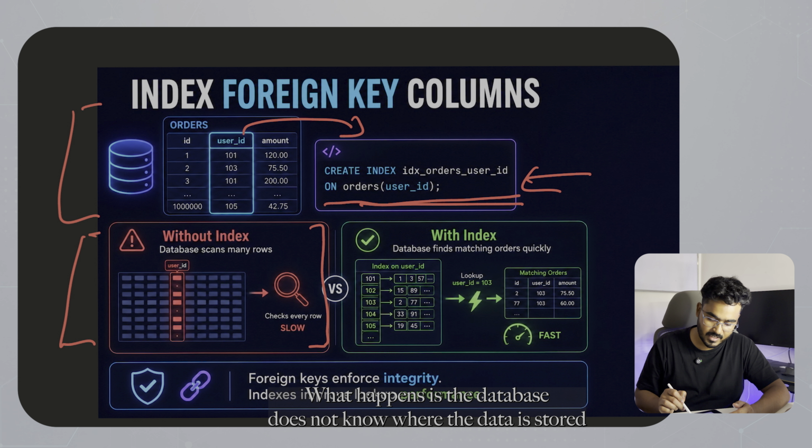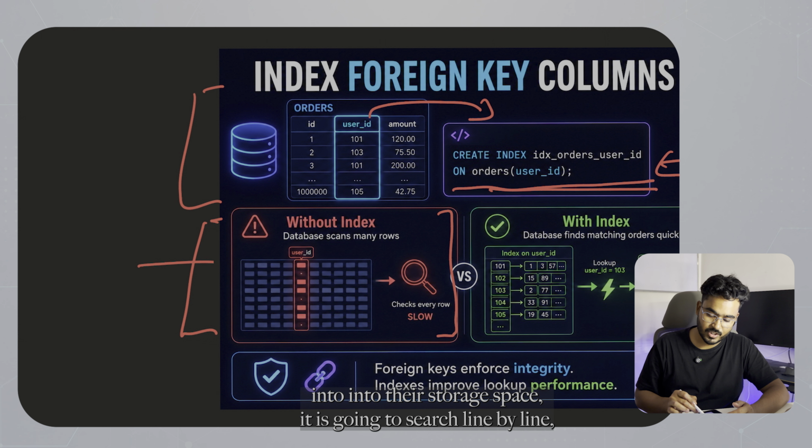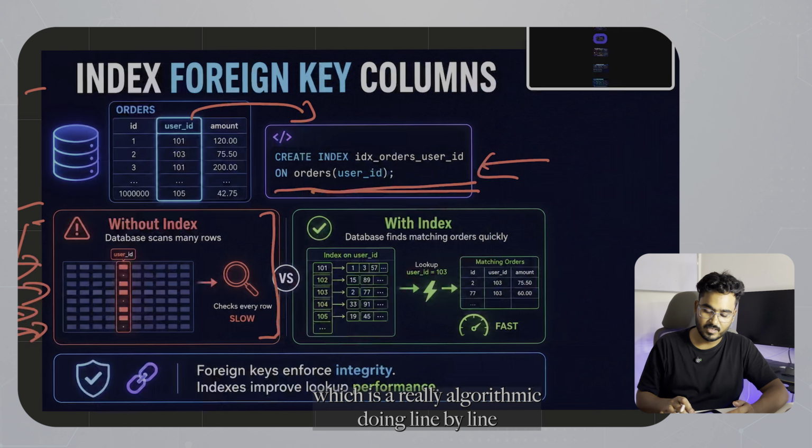Without an index, the database does not know where the data is stored in its storage space, and it is going to search line by line, which is a really bad algorithmic search. The next thing is, if you do use an index, then the database knows where the data is currently being stored in the table. So it knows the source. It will look up the matching records and it will find the orders really quick.